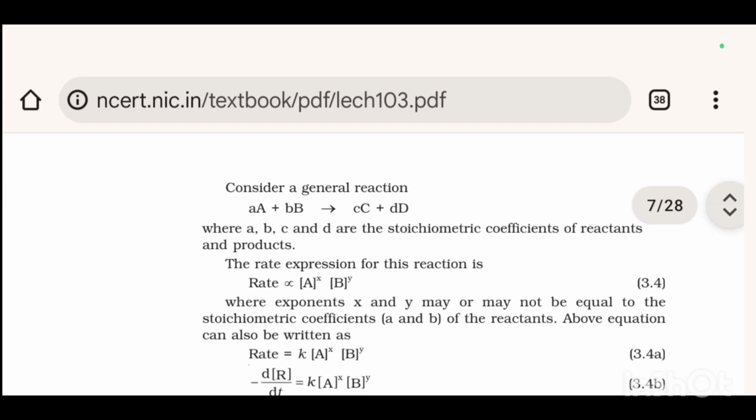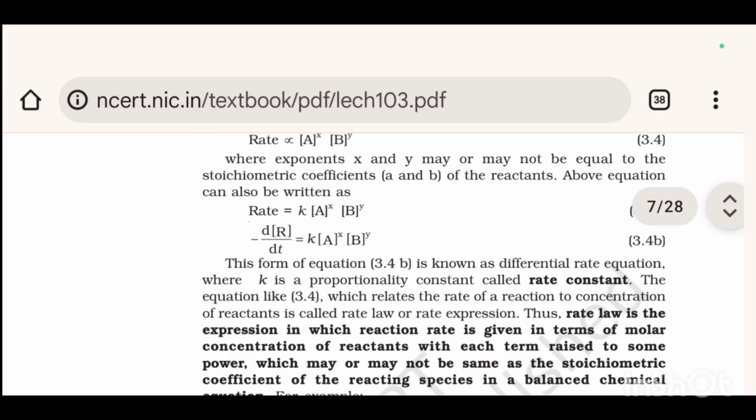The rate expression for this reaction is directly proportional to [A] raised to power x and [B] raised to power y, where exponents x and y may or may not be equal to the stoichiometric coefficients a and b of the reactants. The above equation can also be written as rate equals k [A] raised to power x [B] raised to power y, and equals minus dR upon dt equals k [A] raised to power x [B] raised to power y. This form of equation is known as the differential rate equation, where k is a proportionality constant called the rate constant.